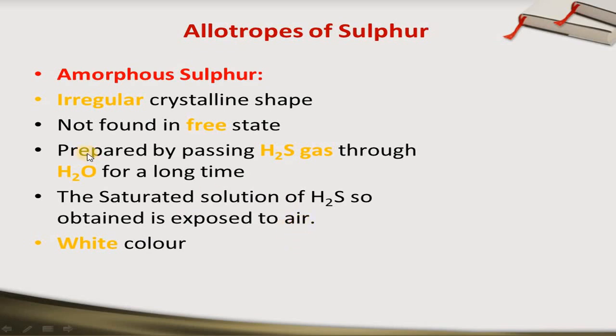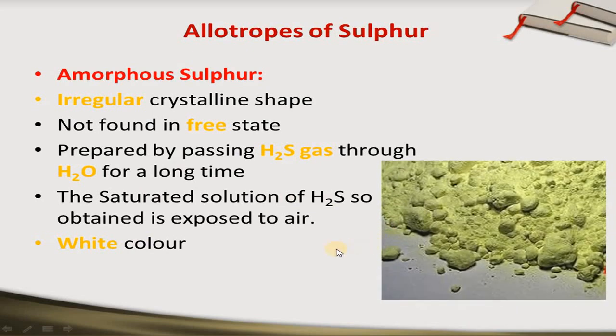First, you have to pass hydrogen sulfide gas through water for a long time. As a result, you will obtain a saturated solution of H2S, which will be exposed to air. It is almost white or very light yellow in color. So all these are the four different allotropes of sulfur: rhombic sulfur, monoclinic sulfur, plastic sulfur, and amorphous sulfur.